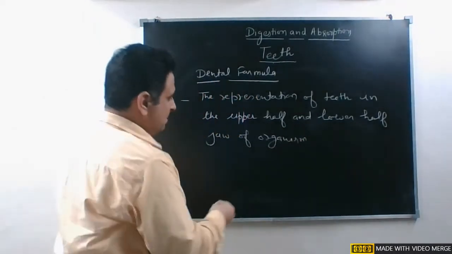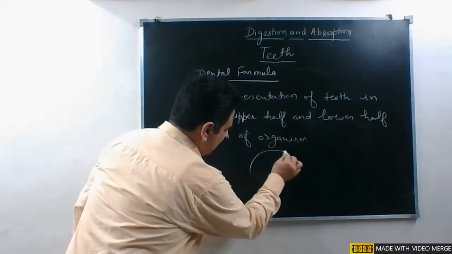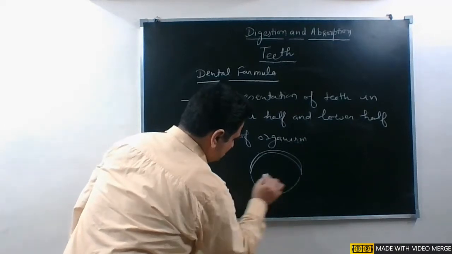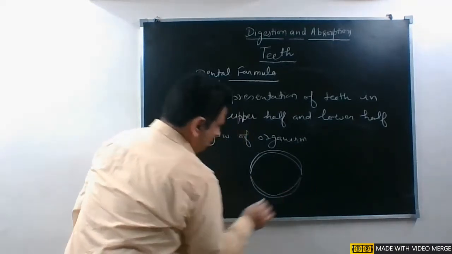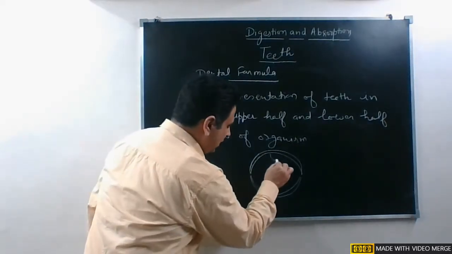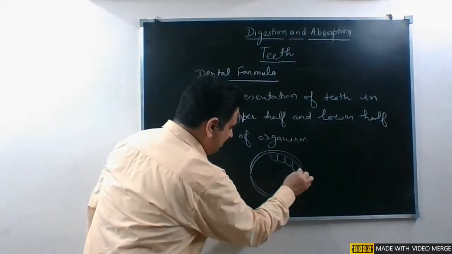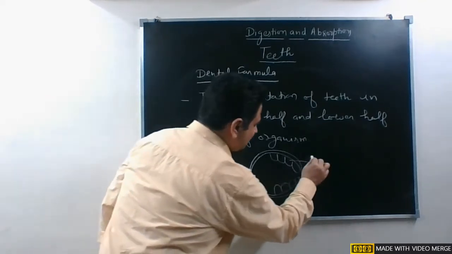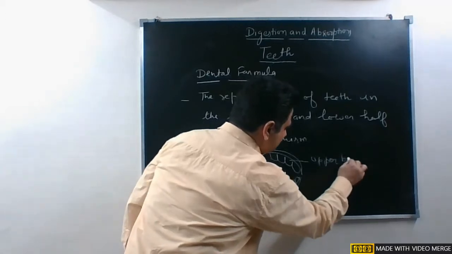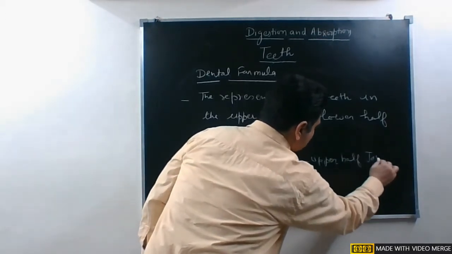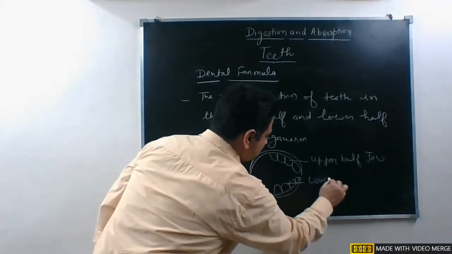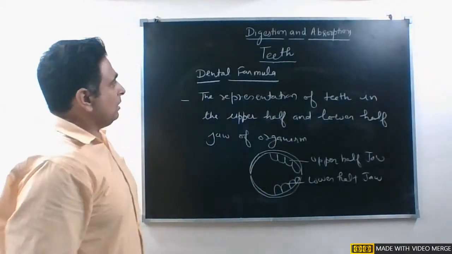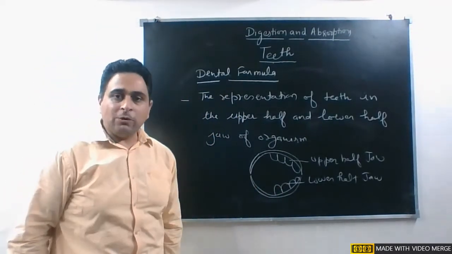So what does it mean? For example, this is upper jaw and this is lower jaw. So the teeth present in upper half, this upper half, and teeth present in lower half of the jaw. Upper half jaw and lower half jaw. This representation is called dental formula.